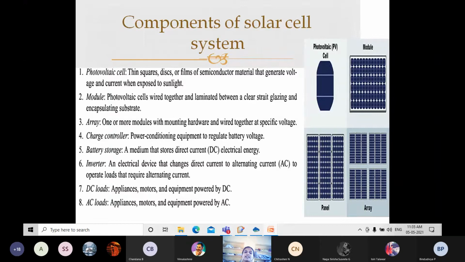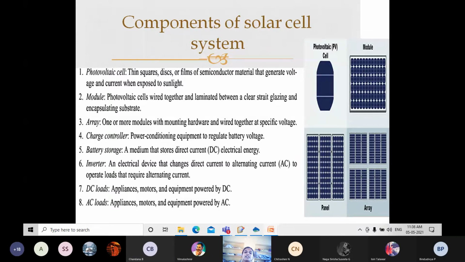Next is a charge controller. Why do we need a charge controller? To regulate the battery voltage. Okay, to regulate the battery voltage we need a charge controller. And next, battery storage, a medium that stores direct current, that is, DC electrical energy. The battery will store the DC.